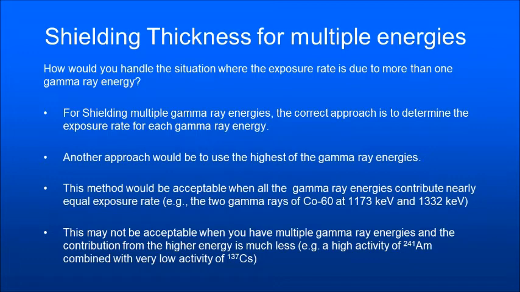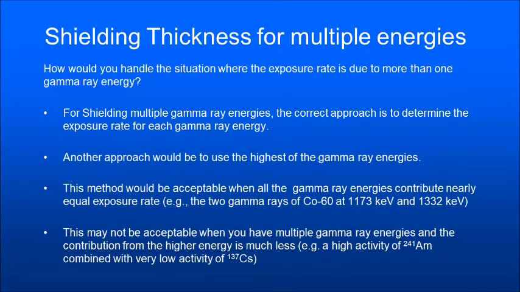Let us look at the situation where you have multiple energies, it's not single energy. How do you handle the situation where the exposure rate is due to more than one gamma ray energy? For shielding multiple gamma ray energies, the correct approach is to determine the exposure rate for each gamma ray energy. For this, you have to know the contribution or the number of photons from each gamma ray energy. For example, let us say cobalt.